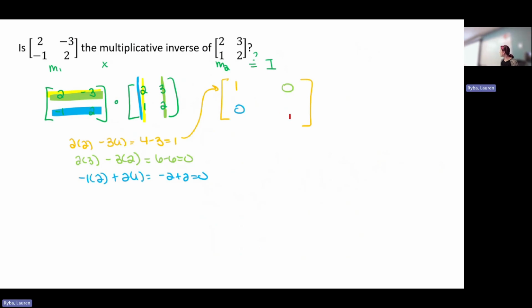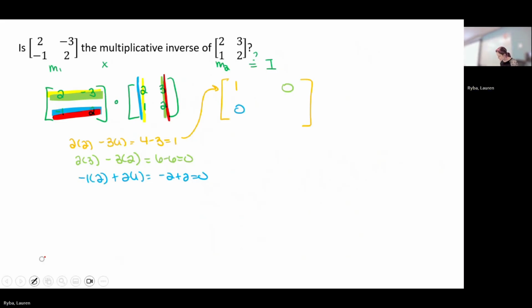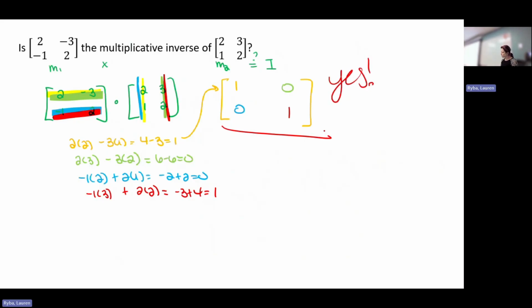And then this spot here is row 2, column 2. So -1 times 3 plus 2 times 2. That's -3 plus 4, or 1. So are these, in fact, inverse matrices? Yes, because we got the identity.